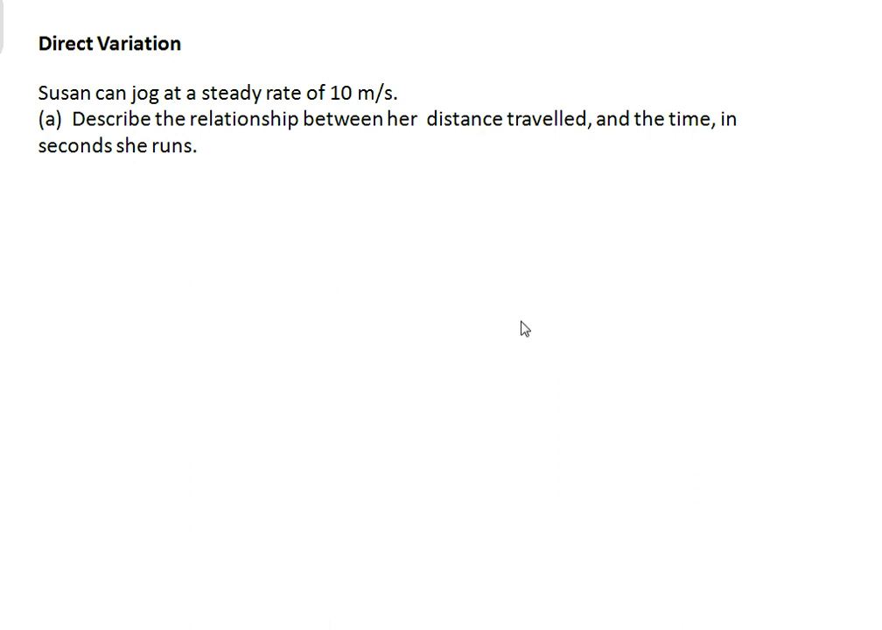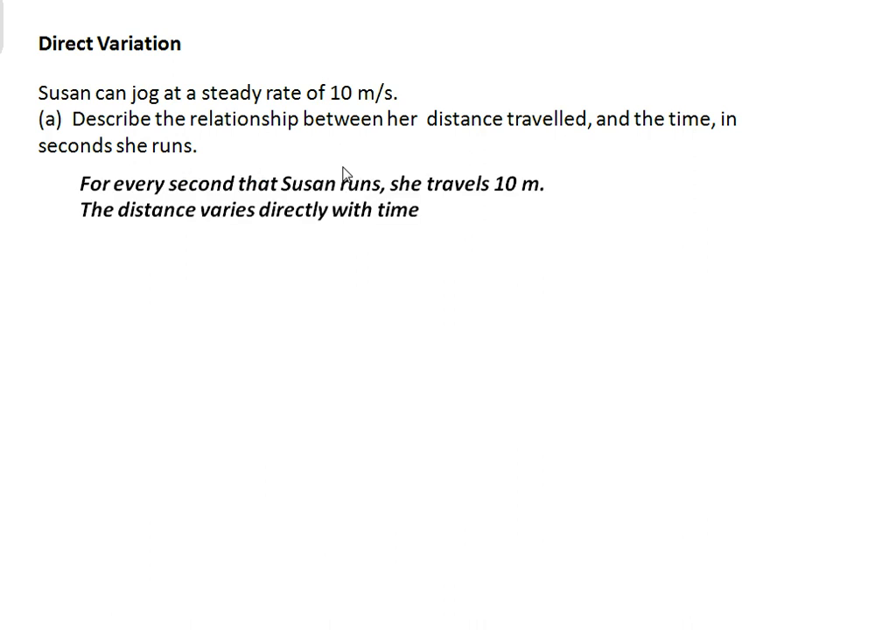So, we're given that Susan runs at a rate of 10 meters per second. We know from studying rate of change that this 10 meters per second is a unit that is a change of distance over a change of time. So for every 1 second that Susan runs, she's going to cover 10 meters in distance. We say that this is direct variation because the distance varies directly with time. The distance is going to depend exactly on how many seconds that Susan runs.